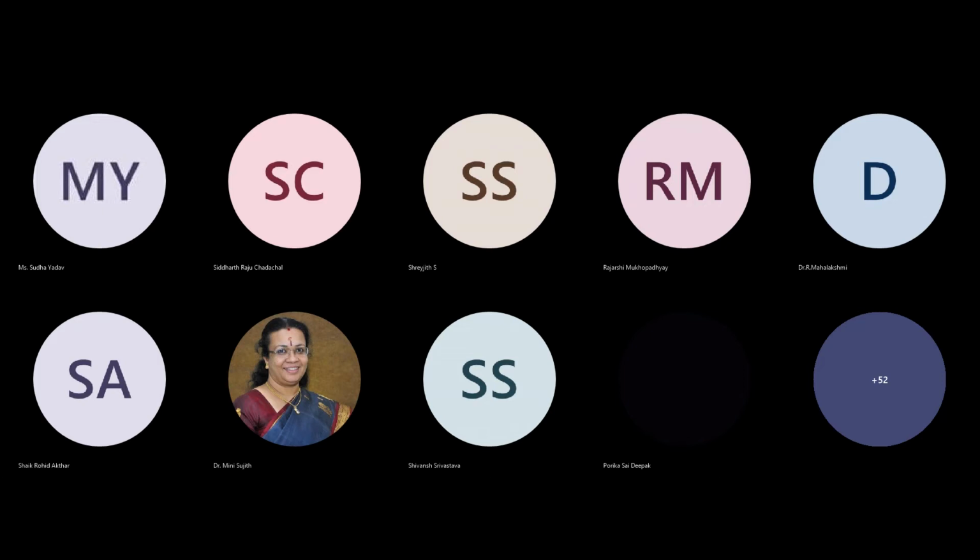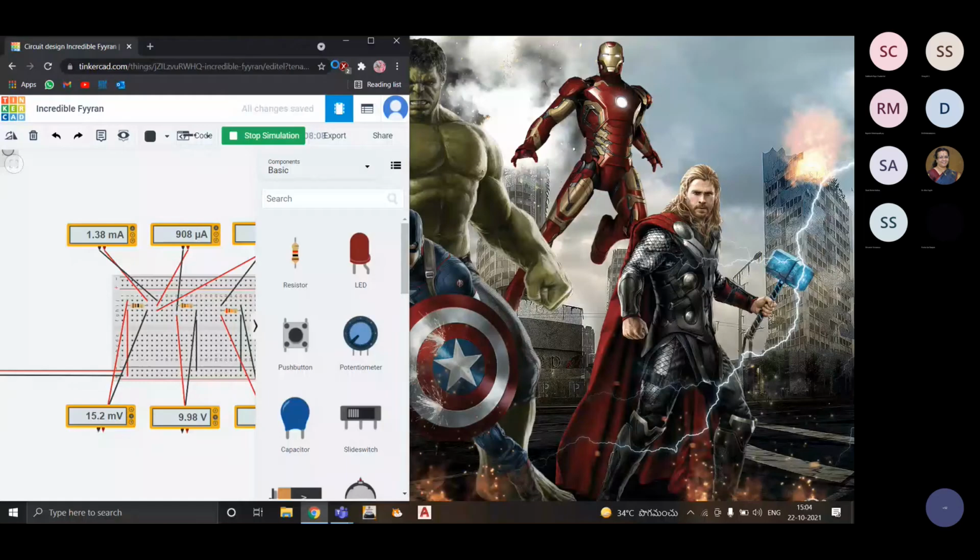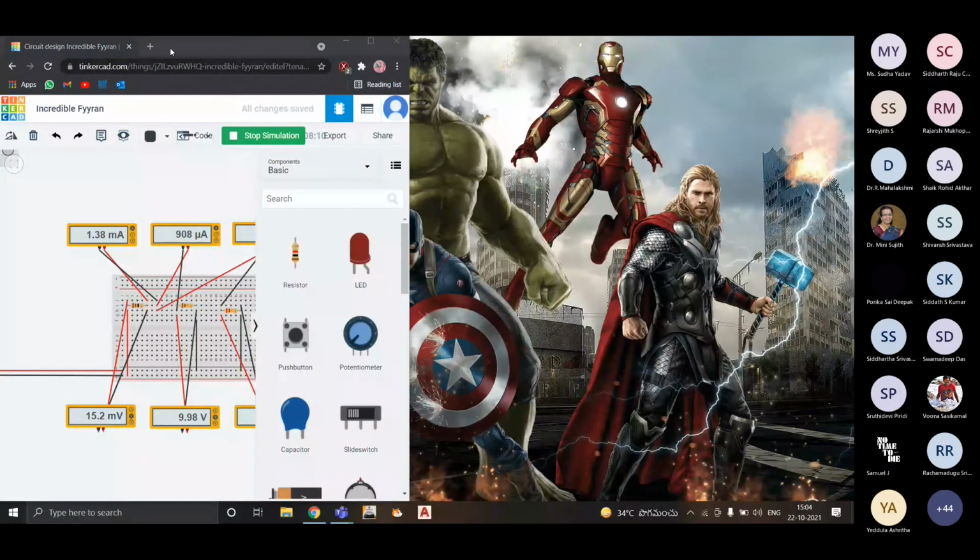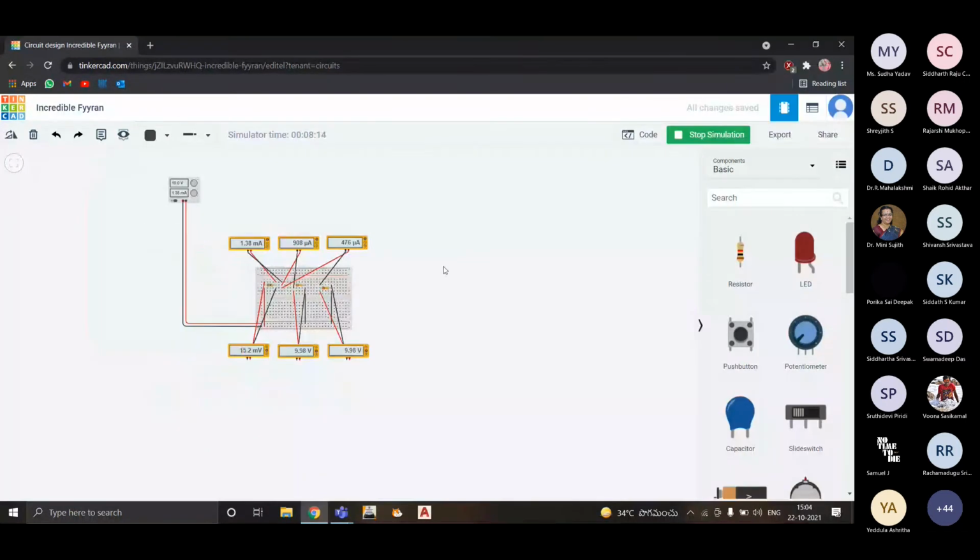Ma'am. Yes, Nitish. I have a doubt. May I share my screen? Sure. I think someone has sent the message saying that Madam, all are present or something like that. Is it so?